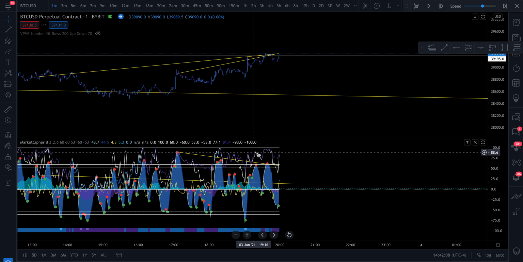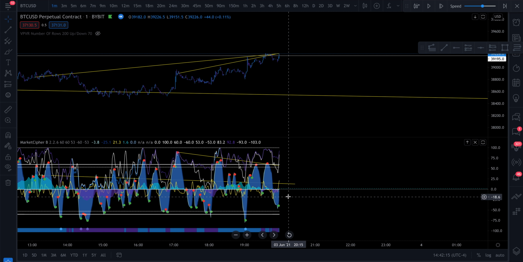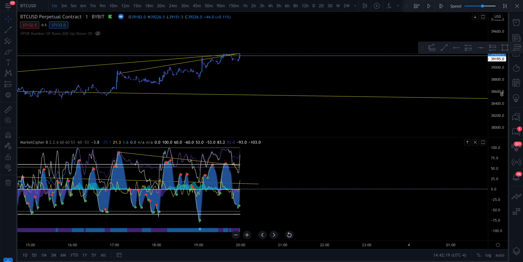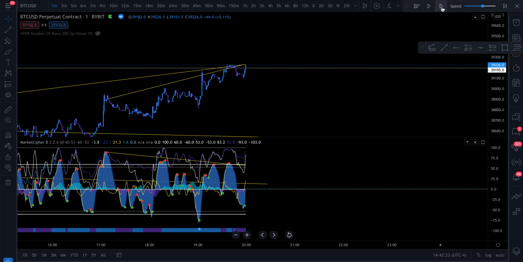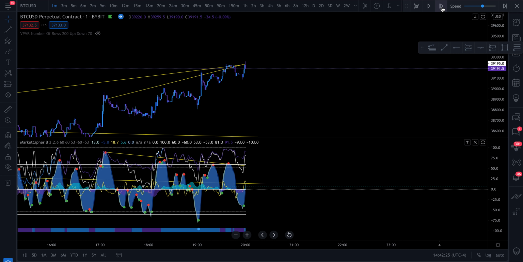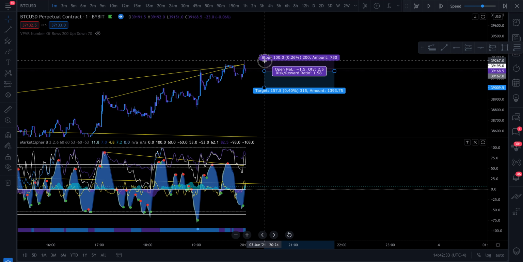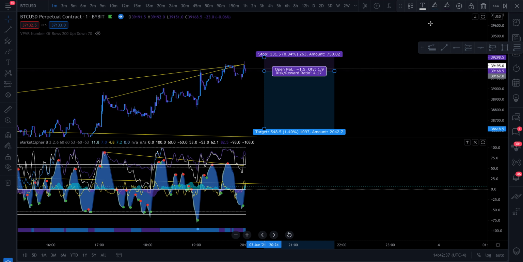And for me, my entry is when the money flow curves from the blue into the purple. So what I like to do is wait for price to come above the resistance, and then once we lose that resistance, that's where I enter. So I set the short position right here. I put the stop loss above the last swing high, and I set my take profits on the way down.